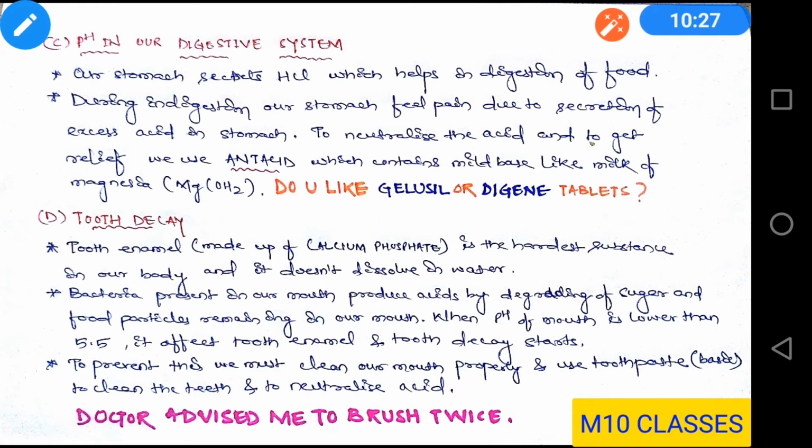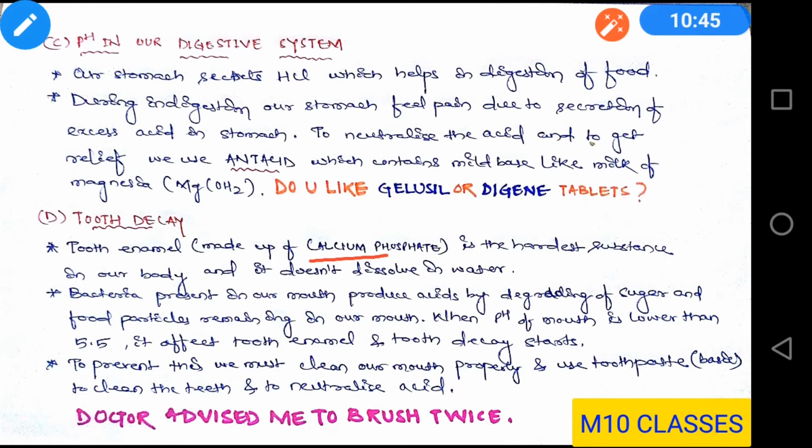Tooth enamel is the hardest substance of our body. It is made up of calcium phosphate. It might be an important short question. Now remember this, it is made up of calcium phosphate and doesn't dissolve in water. So how does this tooth decay happen?